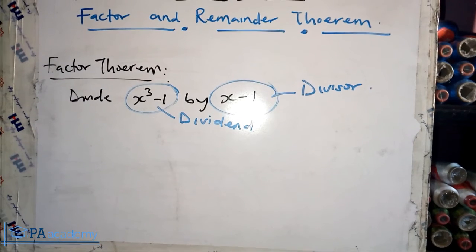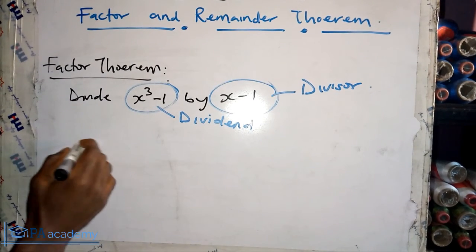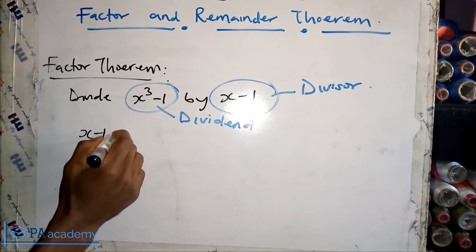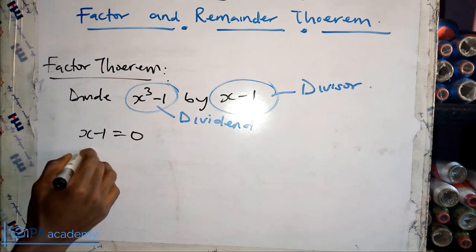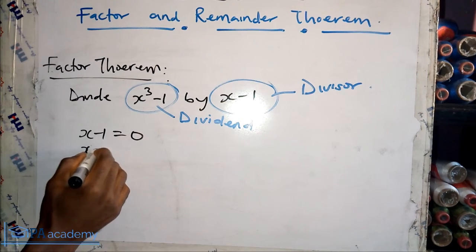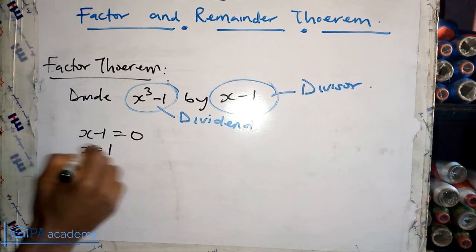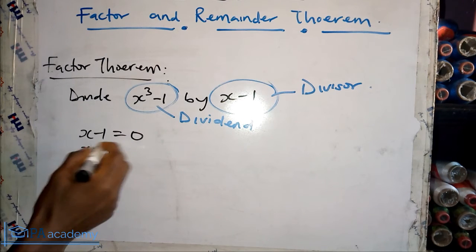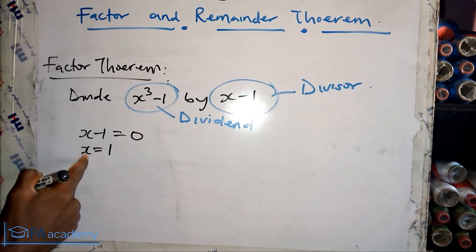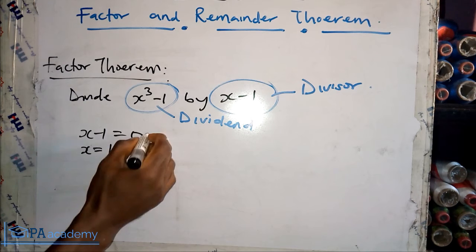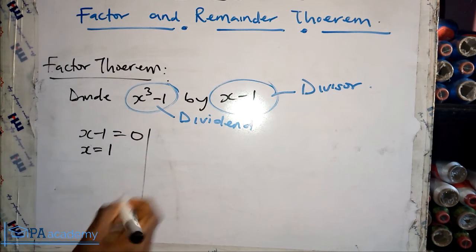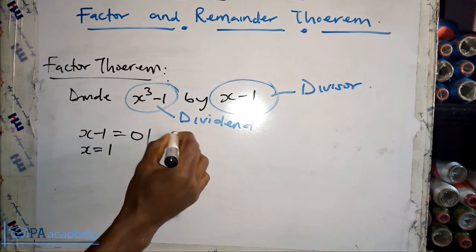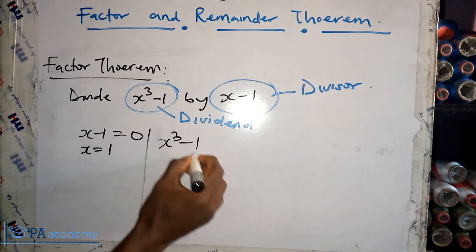So like what I explained earlier, what we are now going to do is pick the x minus 1 and equate it to 0. By the time we make x the subject of the formula, we are going to have x equals to 1. So that means we add 1 to both sides, and we get our x equals to 1. Now we are going to substitute the value of x into the dividend, which is x cubed minus 1.